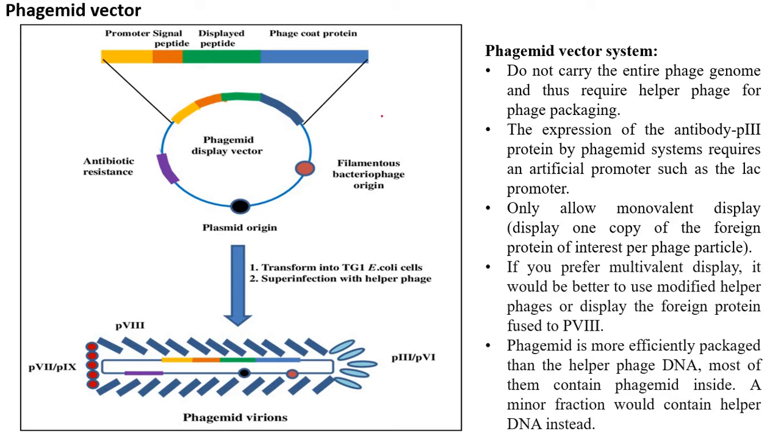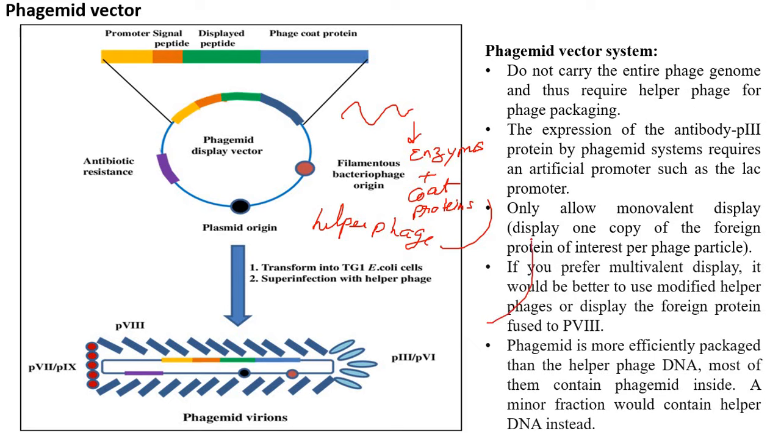But to produce the single stranded DNA, you need multiple enzymes along with the coat proteins, which this vector doesn't have. So you have to provide the helper phage virus, and this helper phage virus will provide everything, like the enzymes that are needed for the production of the single stranded DNA. So that is the thing.